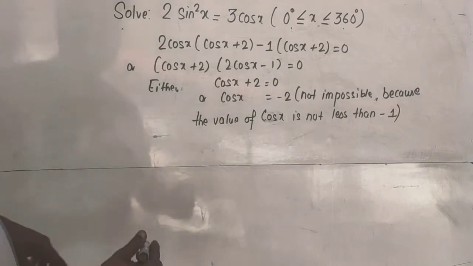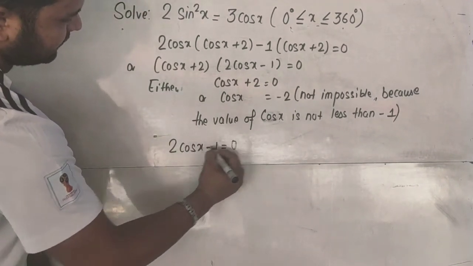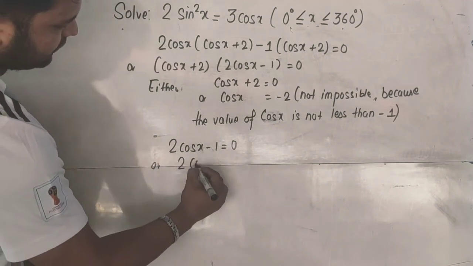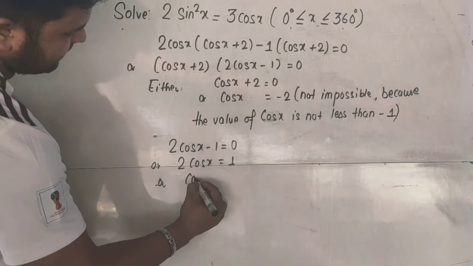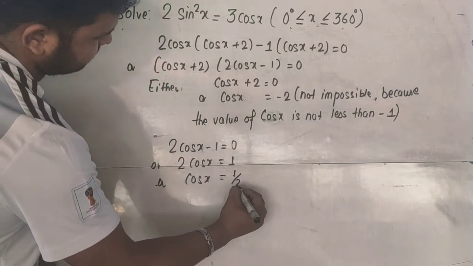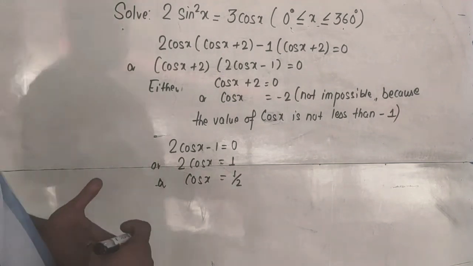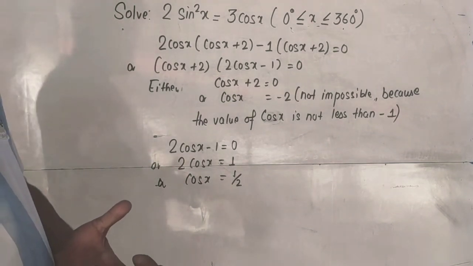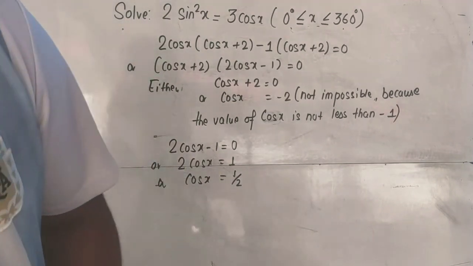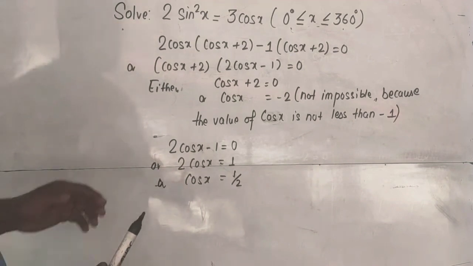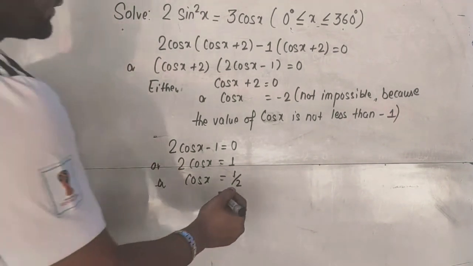Now we have another factor: 2 cos x minus 1 equals 0, or 2 cos x equals 1, or we can say that cos x equals 1 by 2. Now you need to know for what value of x, cos x is 1 by 2. Now we are searching for the value of x here. Cos x is 1 by 2, and this is a positive value.